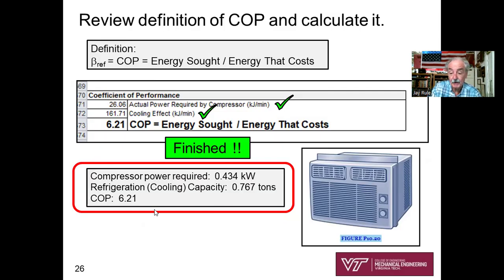If I'm doing the homework problem to turn in, I'm going to write down the summary results at the bottom of my sheet. Compressor power required 0.434 kilowatts, cooling capacity 0.767 tons, and coefficient of performance beta 6.21.